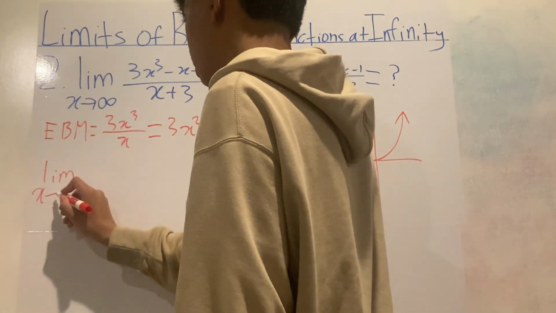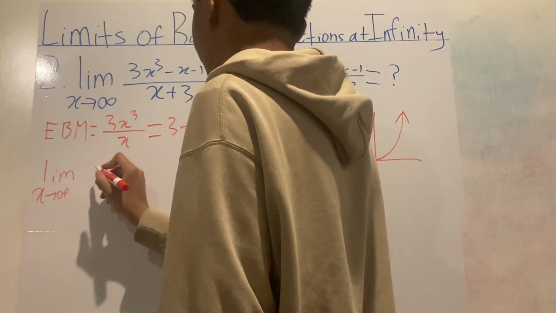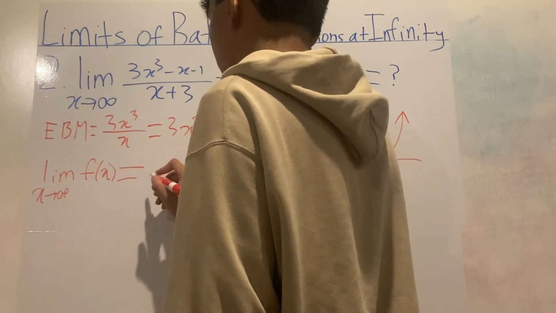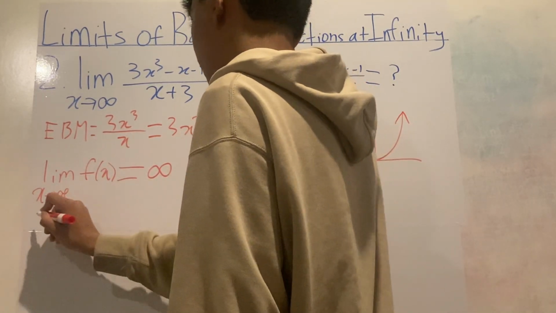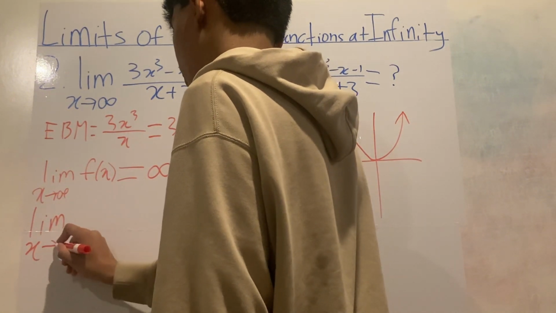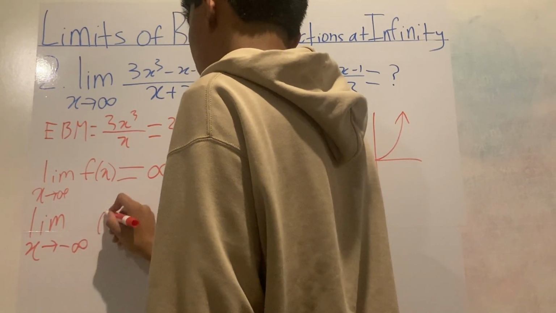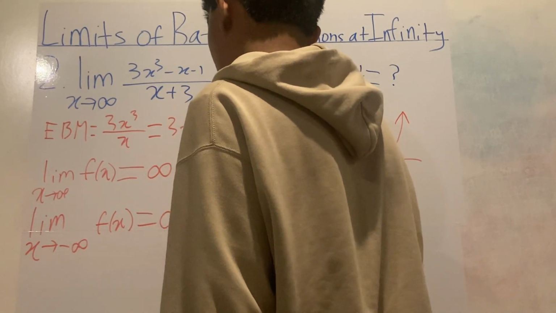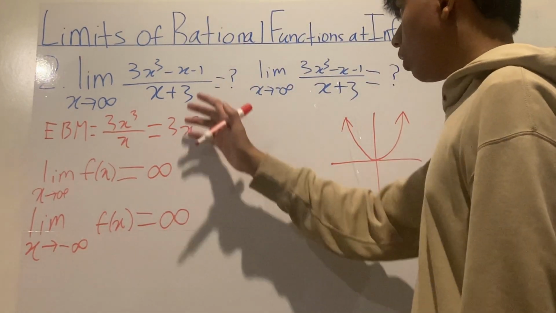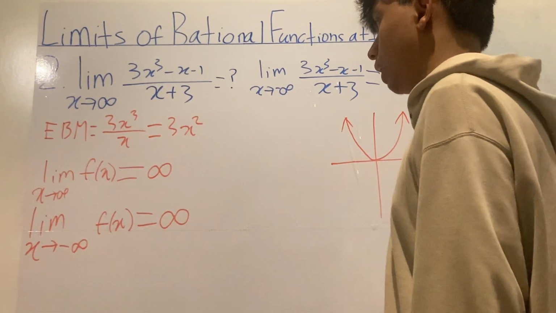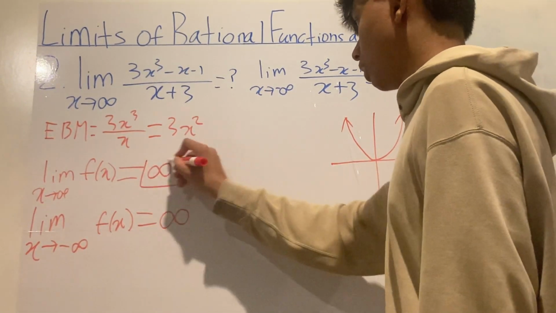Limit as x approaches infinity, let's just say as f of x, this is going to equal infinity, and the limit as x approaches negative infinity also equals infinity. So even though it does not exist, you can tell if it's at infinity or negative infinity. So let's just box in our answer.